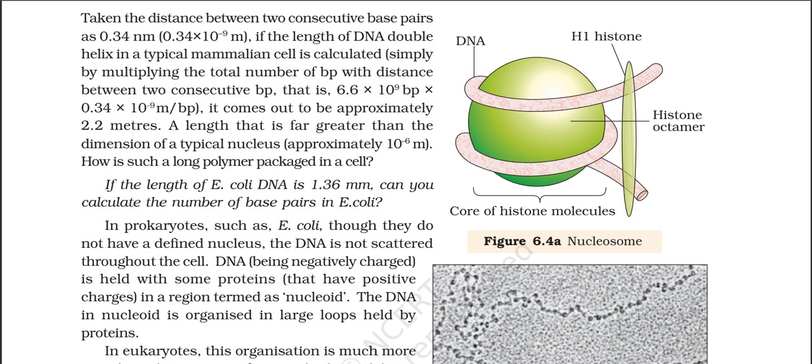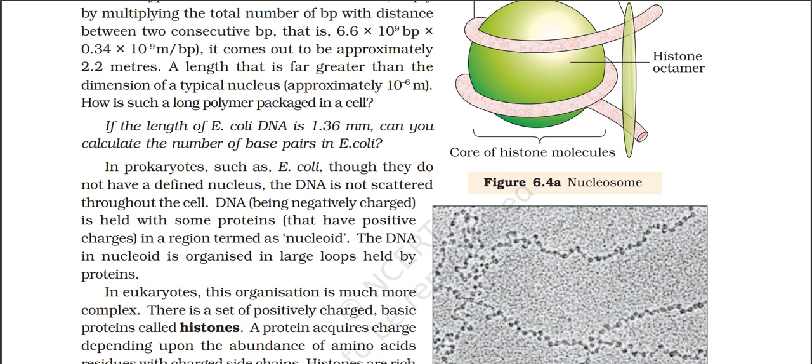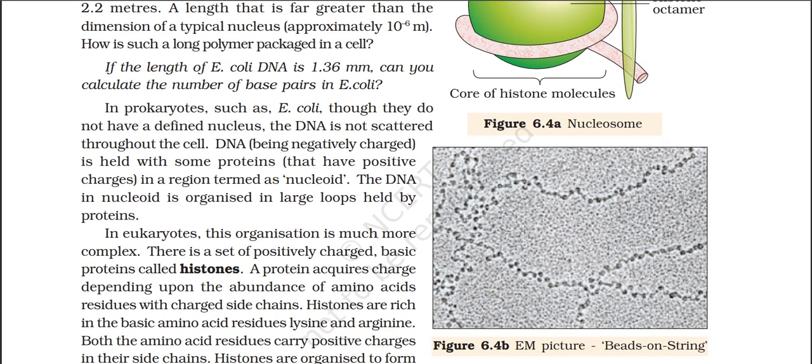If the length of E. coli DNA is 1.36 millimeters, can you calculate the number of base pairs in E. coli? In prokaryotes, such as E. coli, though they do not have a defined nucleus, the DNA is not scattered throughout the cell. DNA, being negatively charged, is held with some proteins that have positive charges in a region termed as nucleoid. The DNA in nucleoid is organized in large loops held by proteins.